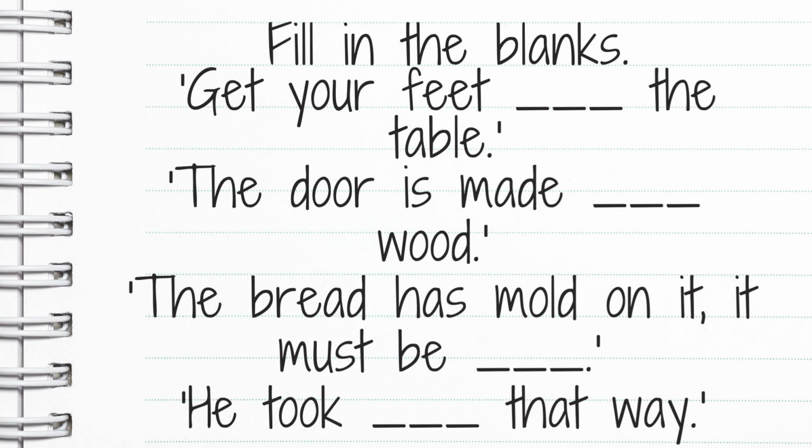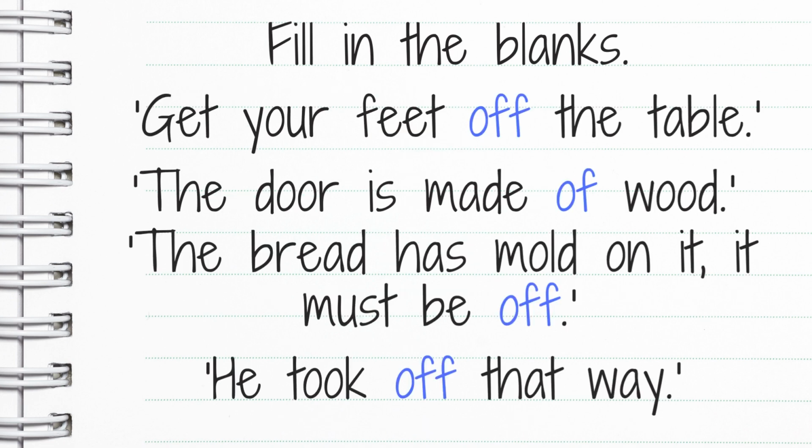Okay, so I hope you've paused the video and you've had a go. Now let's have a look at the answers. So, get your feet off the table. We're telling someone to remove their feet from the table. The door is made of wood. So we're explaining what the door is made from. The bread has mold on it. It must be off. So the bread has expired.